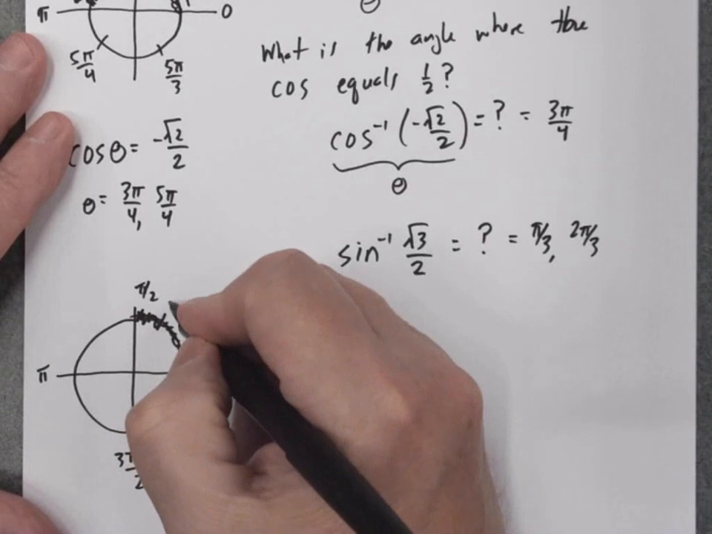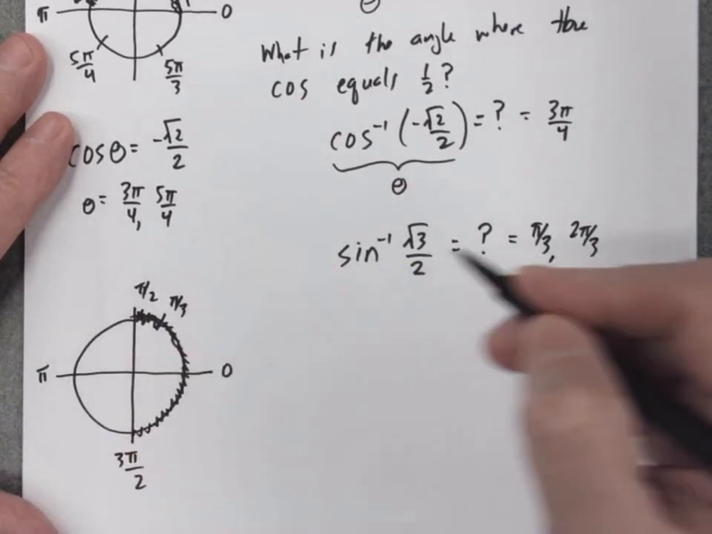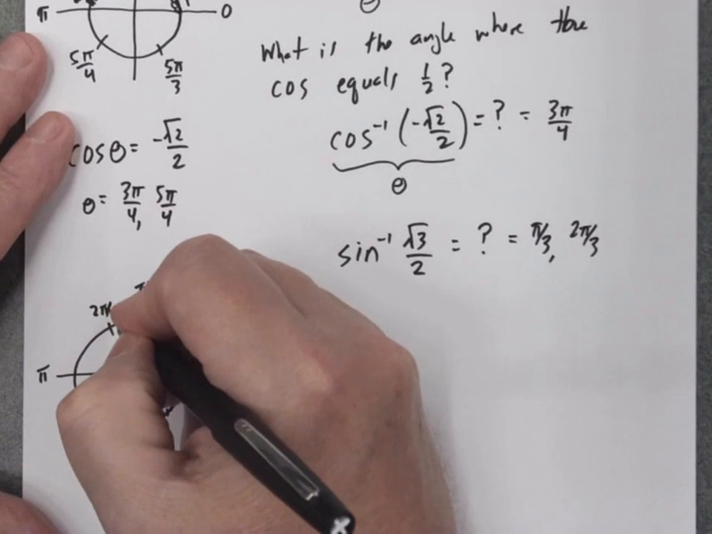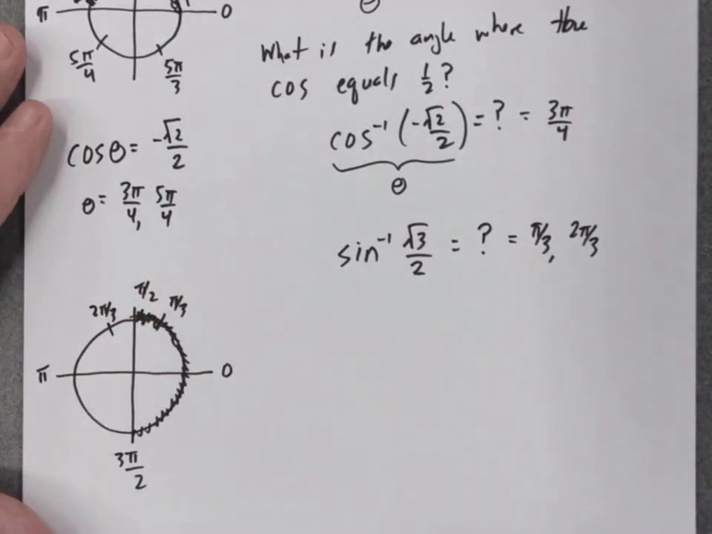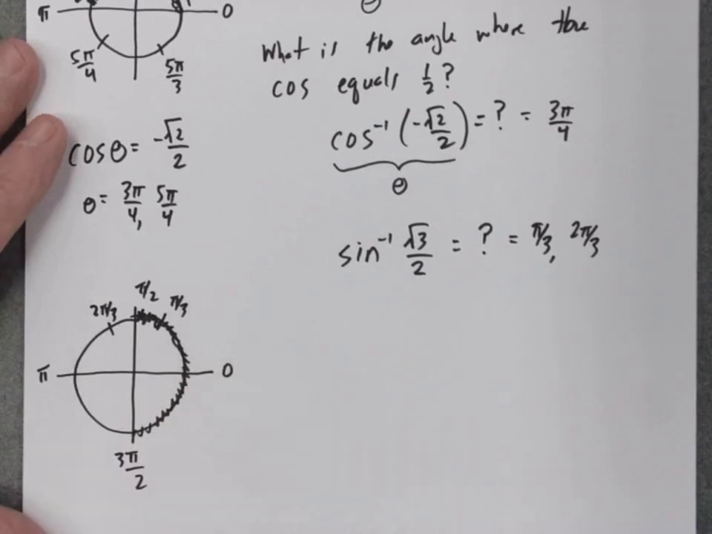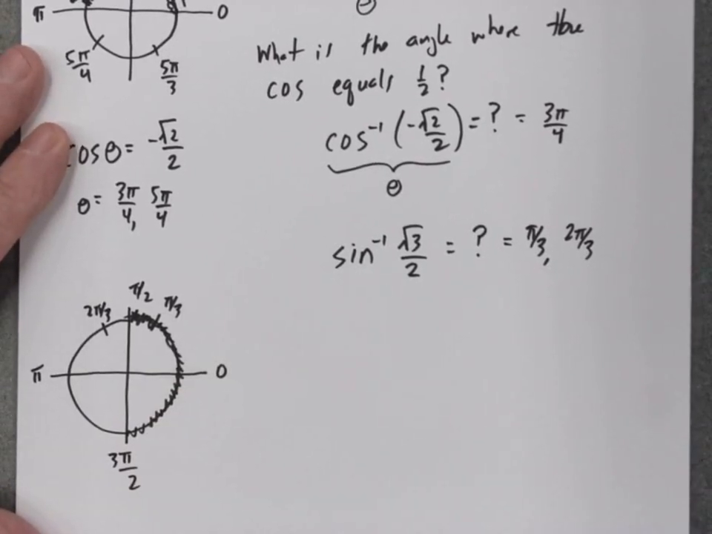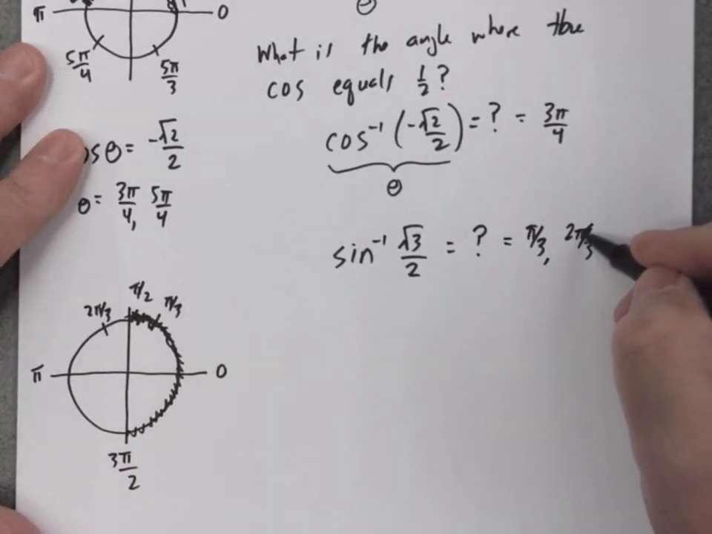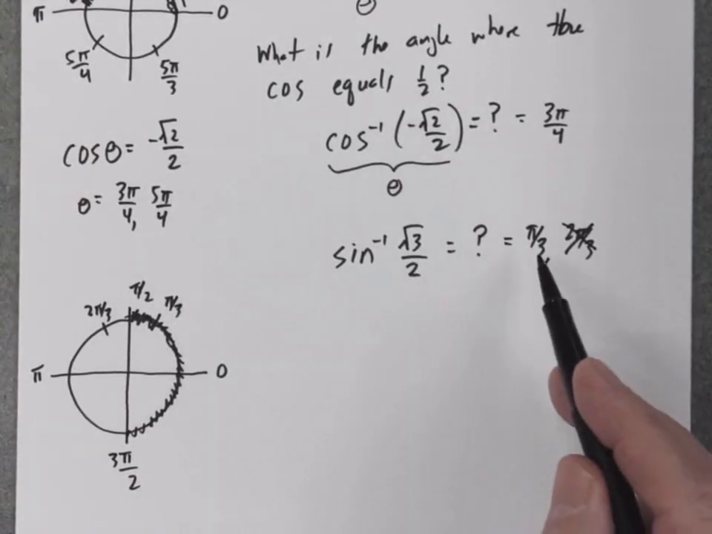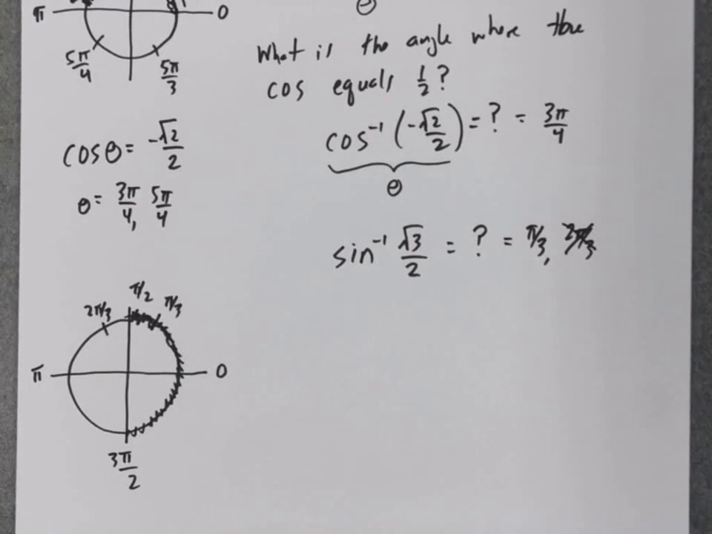So here's pi over 3, and here's 2 pi over 3. You know what? 2 pi over 3 is not allowed to be an answer for the inverse sine. So the inverse sine of square root of 3 over 2 is going to be pi over 3. There's only one angle that's going to be the answer.